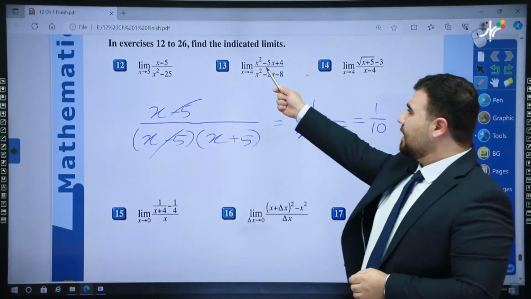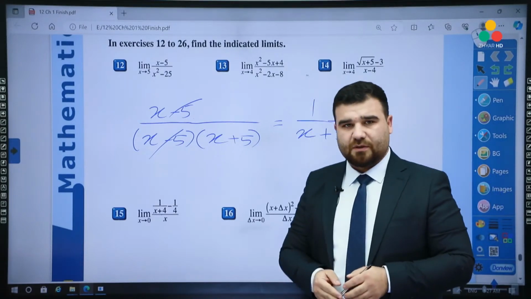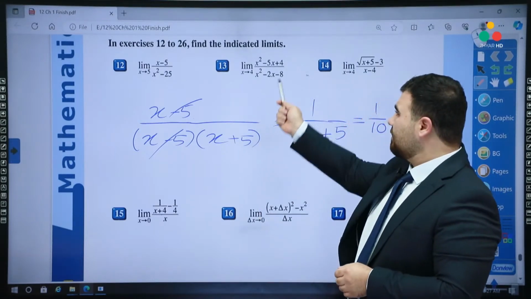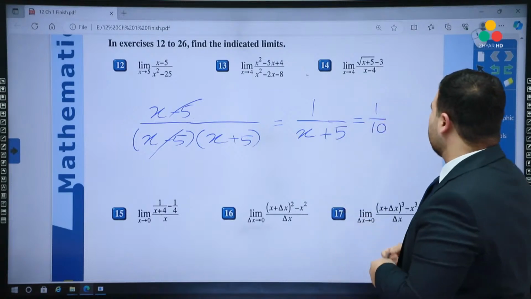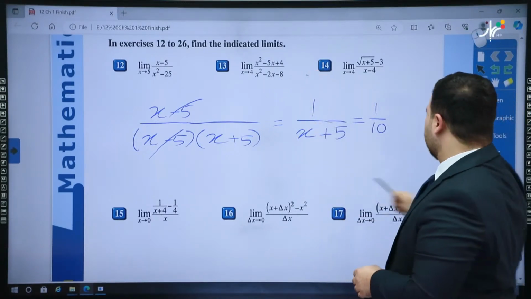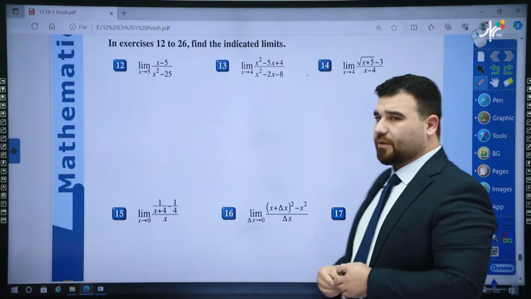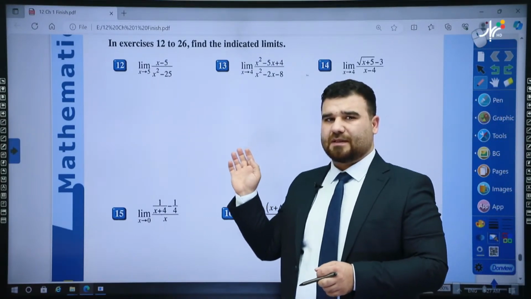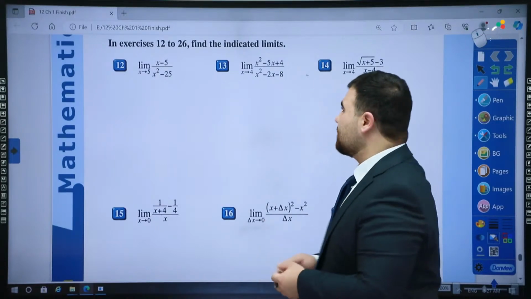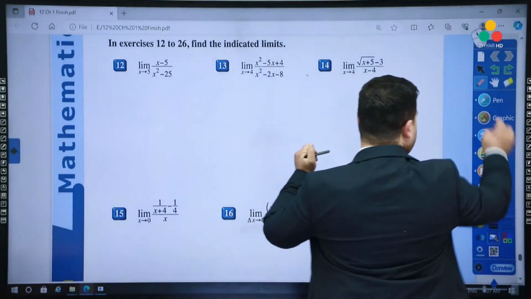This one, x squared minus 5x plus 4, if we directly put 4, we will get 0. And if we put 4 here, we will get 0. Again, we need to get rid of this factor that makes it 0. Then as I said, later we study a way that we don't need to do these, but as information, you need to see how can we factor these.